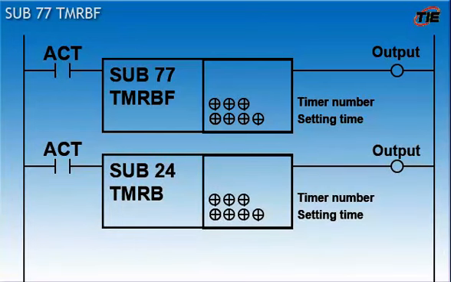TMRBF and TMRB timers share the same timer numbering system. Be sure to use a unique number for each. The time values can be set up to 546 minutes.